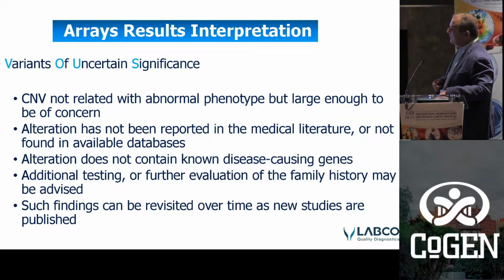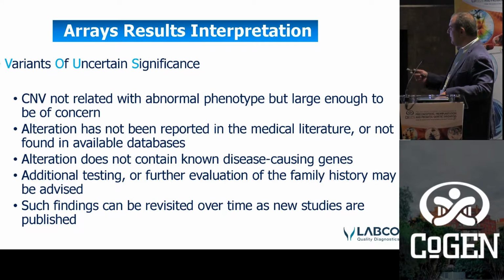And then the variants of uncertain significance, which especially in a prenatal setting is something we want to try to avoid as much as possible. This means the variant is not related to a well-described abnormal phenotype, but for instance, it can be large enough to per se be sort of causing concern. Not reported in medical literature, or not found in available databases, or maybe only one study with not enough evidence. It doesn't contain disease-causing genes. Well, in all these cases, additional testing or further evaluation of the family is advised and performed, especially in prenatal.